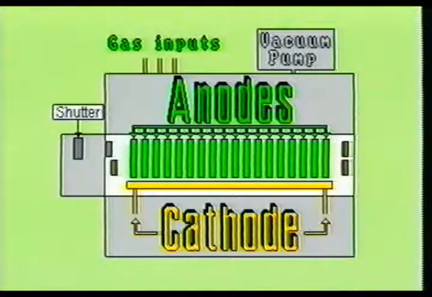Large industrial CO2 gas lasers will generally contain more than one anode for the purpose of maintaining an even discharge between the cathode and the anodes. By spreading out the electrical discharge over a wider area, a more even excitation of molecules may be obtained. Now let's see how the CO2 gas laser generates its beam.